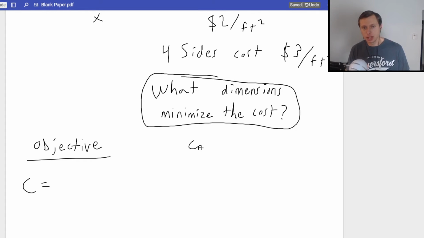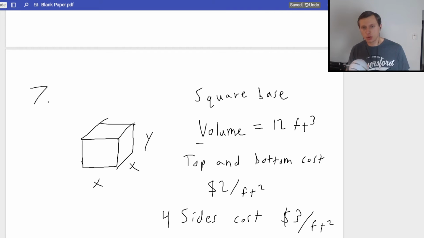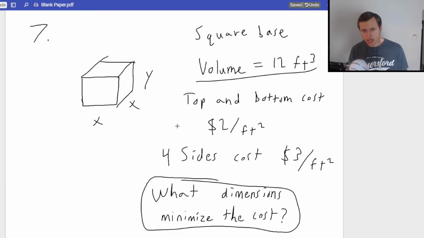Let's move to the constraint, because the constraint's actually much easier. So my constraint is typically whatever number they give me here. In this case, they told me the volume was 12 feet cubed. So volume is actually going to be the constraint.